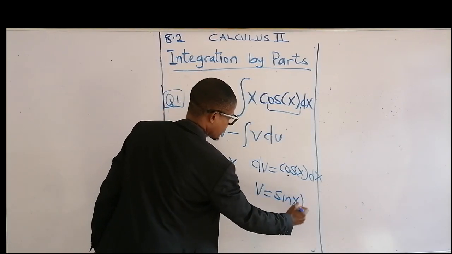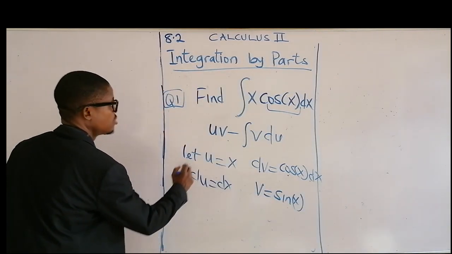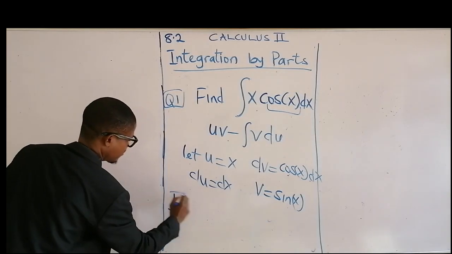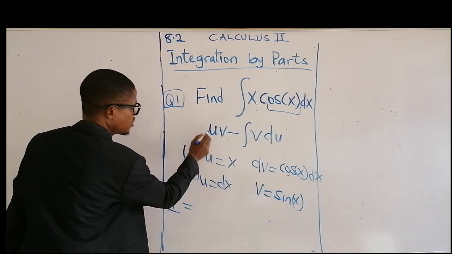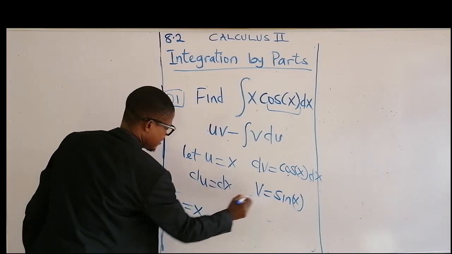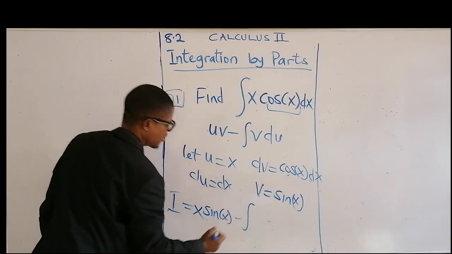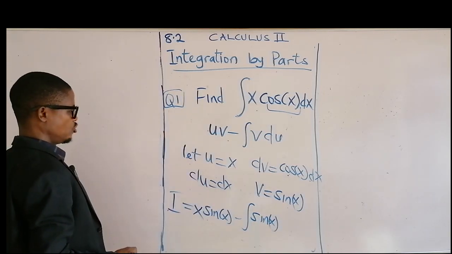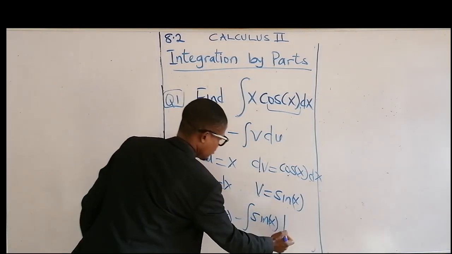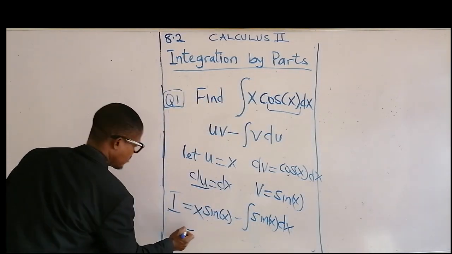Then the next thing to do is to write your question. I can represent my question with the integral symbol, then apply the formula: uv. My u is this, my v is this, minus the integral of my v, which is sin x, and then the du, which is dx.